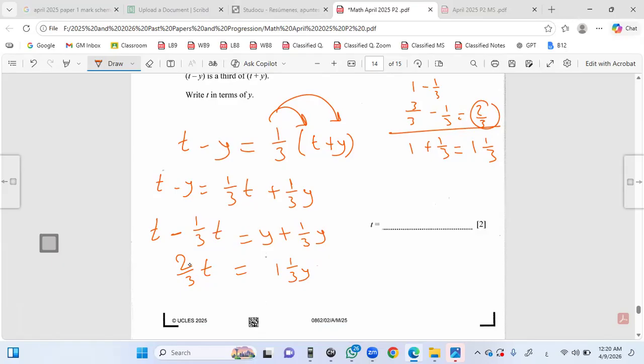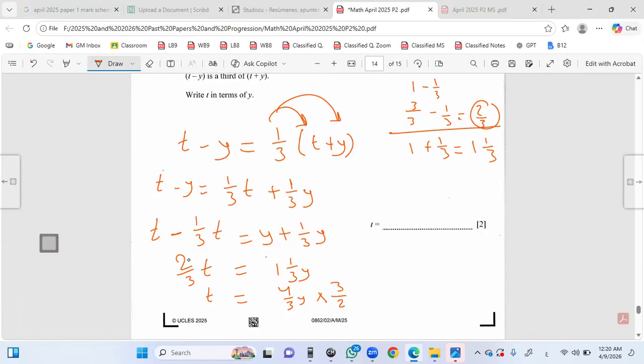Now I need only t. So I'm going to send the 2 over 3, and instead of multiplication, you send it there as division. Or actually, because it's divided by 2 over 3, keep change flip. So it is times 3 over 2. So t equals 1 and 1 over 3 multiplied by 3 over 2. Now we're going to need to change this into an improper fraction. 3 times 1 is 3 plus 1 is 4 over 3 y, but times what? Times 3 over 2, agreed.